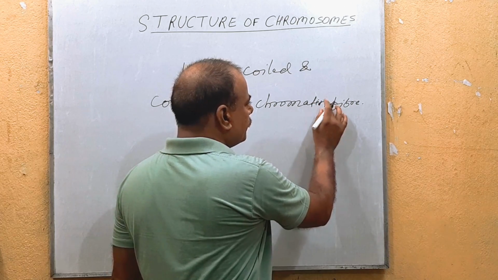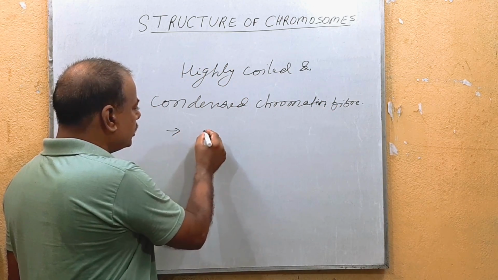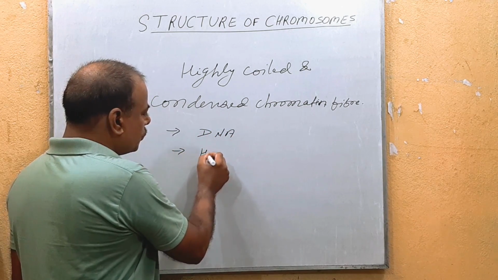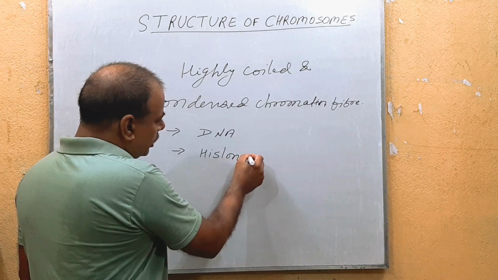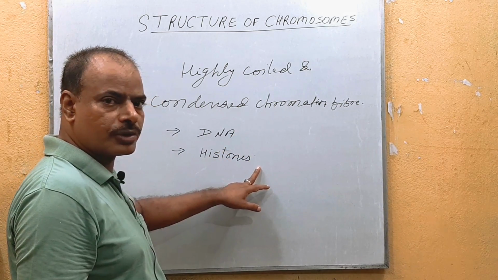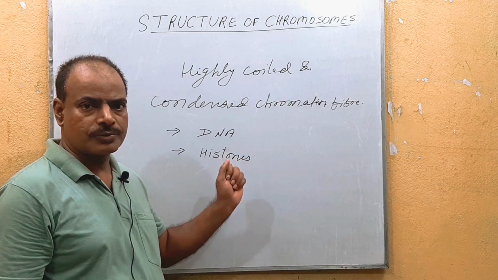Here chromatin fiber is made up of two substances: number one, DNA, and number two, histone protein. It means chromosomes are made up of DNA and histone proteins. These are the two major components of chromosomes.